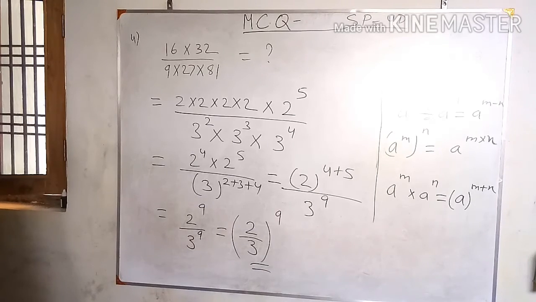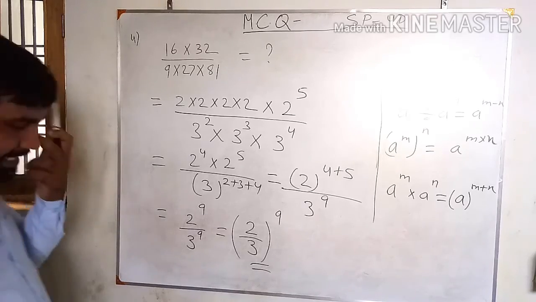So which option is correct? You see, option A, fourth question, A: 2 by 3 whole to the power 9. So option A is correct for this.